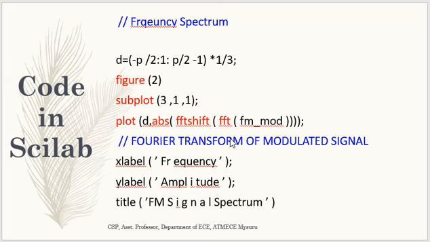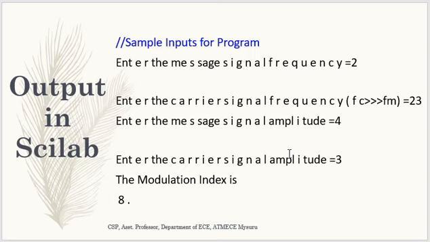So now we are going to plot the frequency spectrum. To find that frequency spectrum, we use a command, that is d is equal to minus p of 2 is to 1, 1 is to 2, p divided by 2 minus 1 into 1 by 3. Here we are going to plot the modulations and the demodulations, that is the waveforms in terms of the Fourier transform, in the time domain and the frequency domain, and we are going to analyze the frequency spectrums of the modulation index.